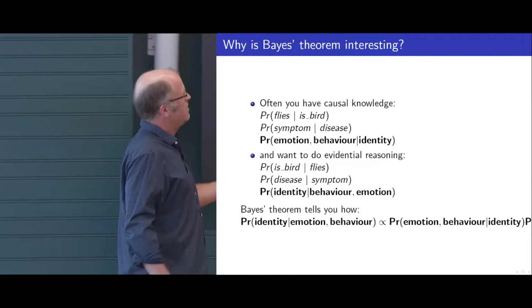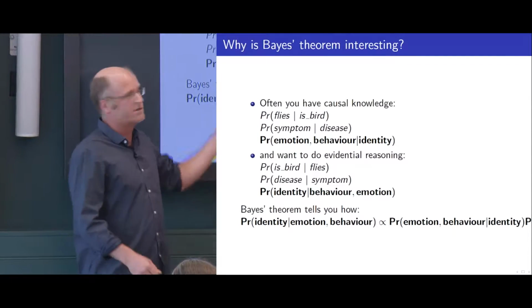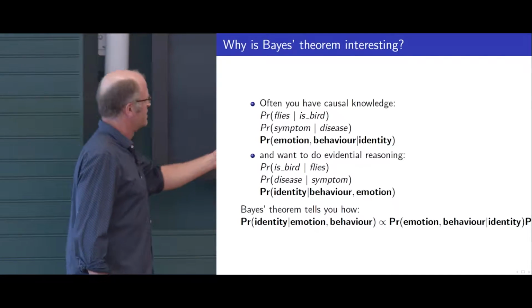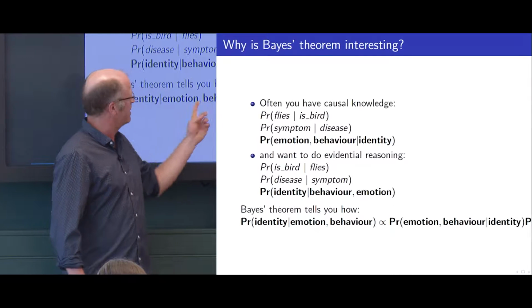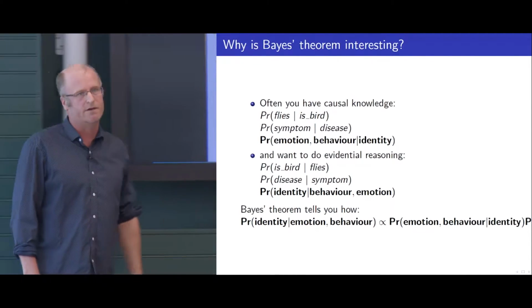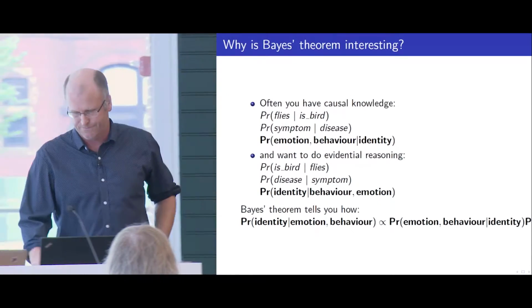And I want to know, I've seen somebody do something, what's their identity? What's the probability distribution over identities? So I can use Bayes' theorem to get that by inverting this probability distribution and multiplying it by the prior over identities, which has been wiped off the screen here.